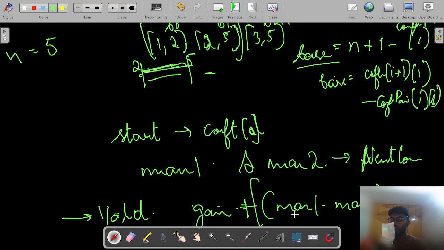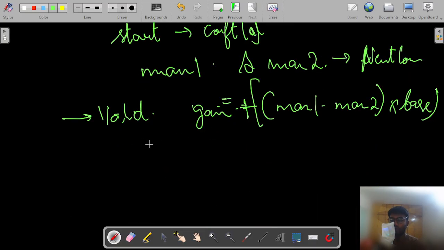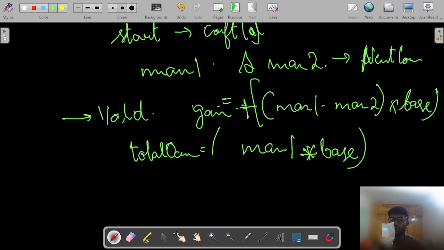So we will break this formula down to much smaller grains, but once we have a formula for gain, we can also compute total occupied, which is equal to max 1 into base, right? So these are the two formulas that we need to come up with. I will explain how I am writing these formulas now.